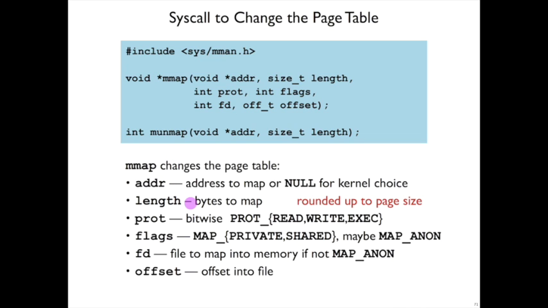The length argument in mmap tells it how many bytes you want to map. It's in bytes, but really it's in pages. So the length will be effectively rounded up to a page size, to map that many pages of virtual memory. The prot argument, the protection argument, is a bitwise combination of PROT_READ, PROT_WRITE, and PROT_EXEC. So you get to pick what permissions are allowed for a given page. Flags we'll talk about more later.